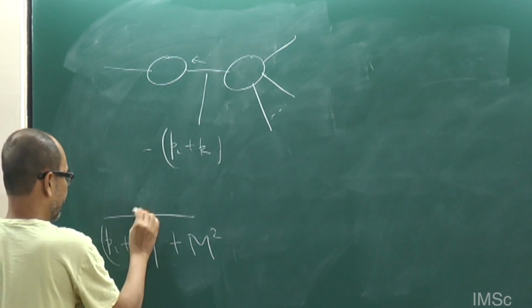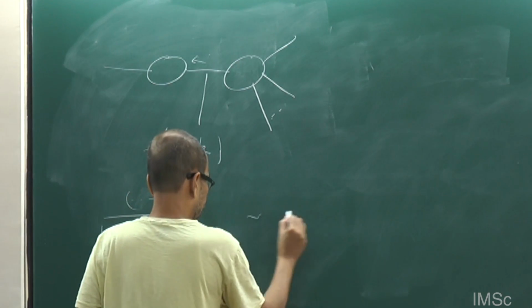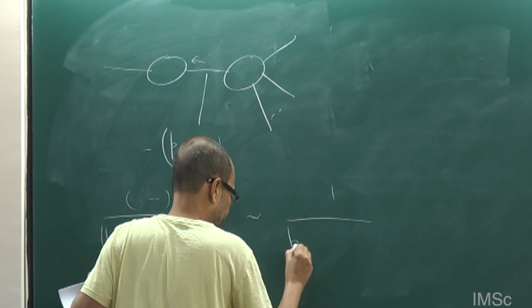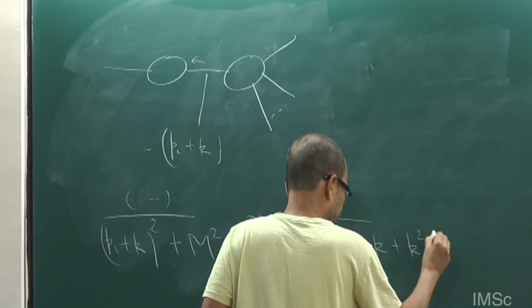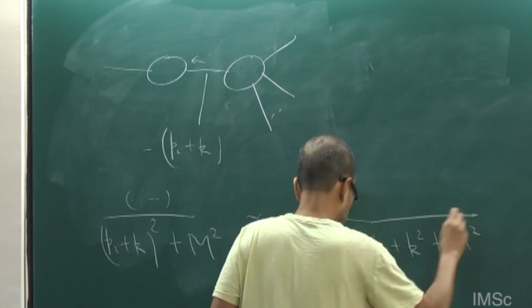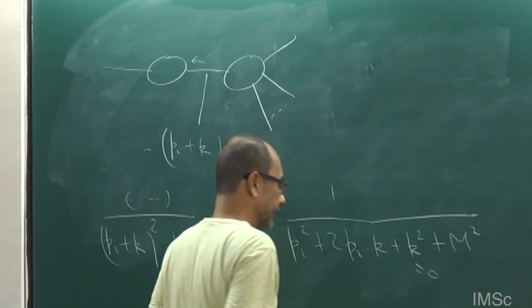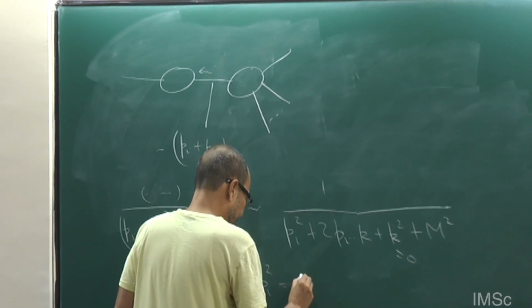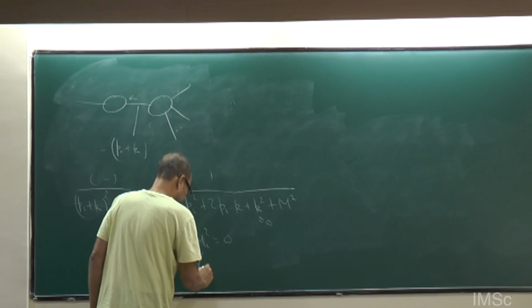Of course, there can be numerator factors also, which we don't care about right now. It has a denominator factor like this, which can be written as 1 over p_i square plus 2 p_i dot k plus k square plus m square. k square is 0 because the graviton is on shell, and p_i square plus m_i square is 0, where m_i is the mass of the ith particle.